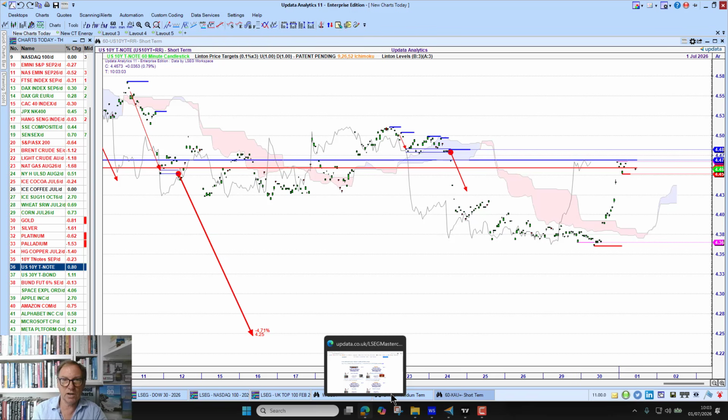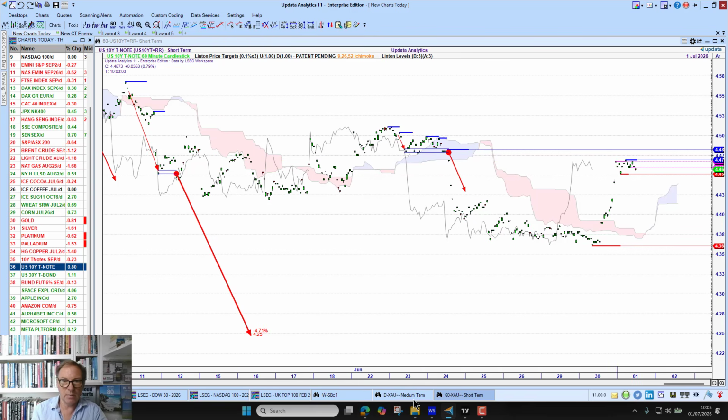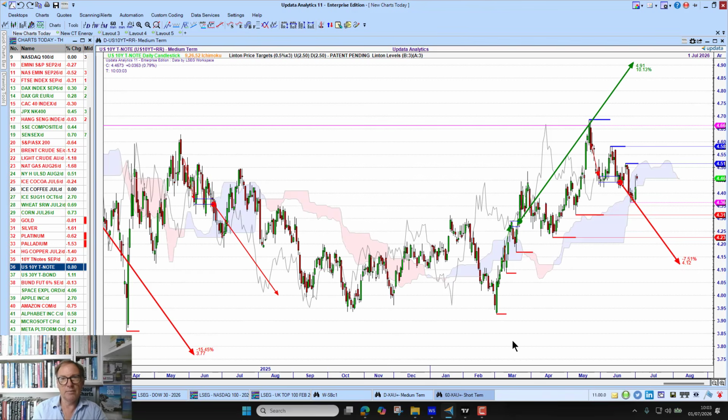If we look at the daily chart on the 10-year, we are seeing an interesting downside target. We're up 1% earlier today. This is a flag pattern and another flag pattern.